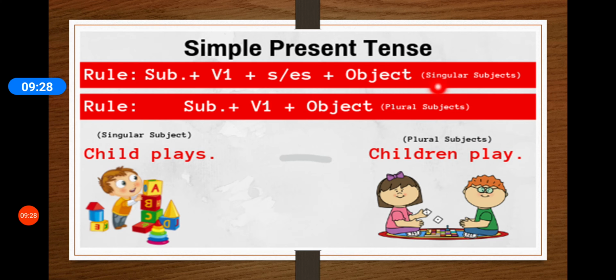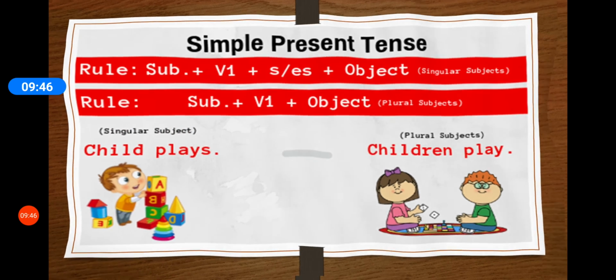Now, when the subject is singular, in that case, we use S or ES with the first form of the verb. For example, child. Child is a singular subject. So, we have added S to it. Right, children?